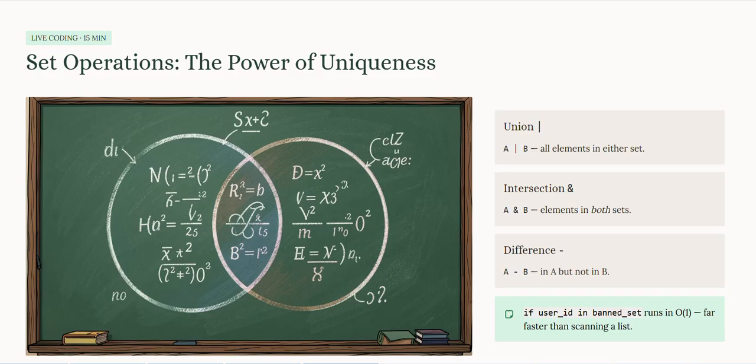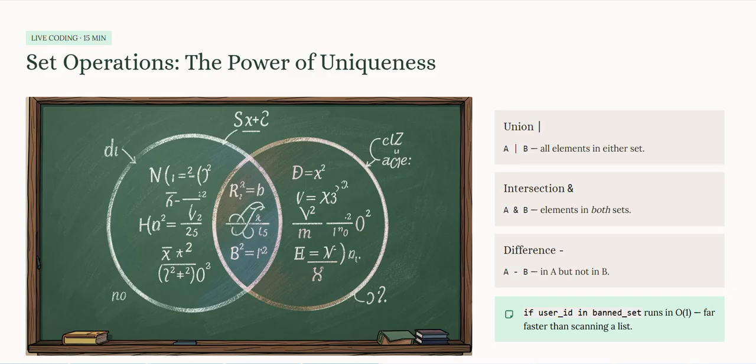So there are some set operations, for power or uniqueness. Union. This long line that you see is the sign used for doing unions. Like you put A and then you put this sign and then you put B: all elements in either set. You know what is union, right? All the elements in either of the sets are going to be printed.